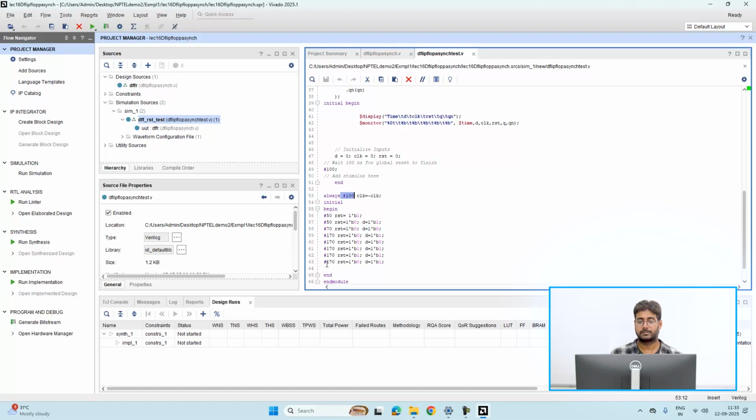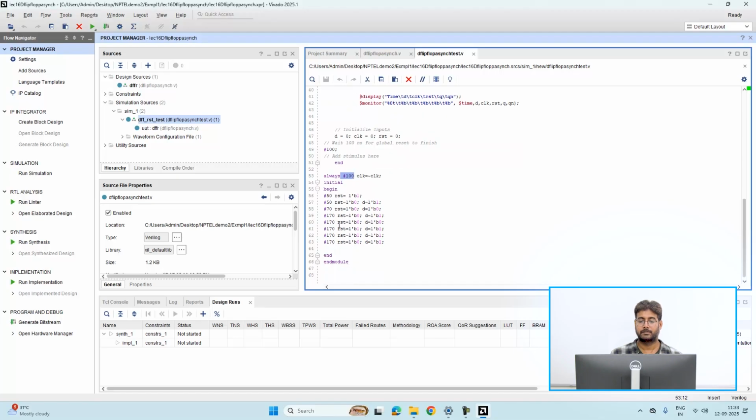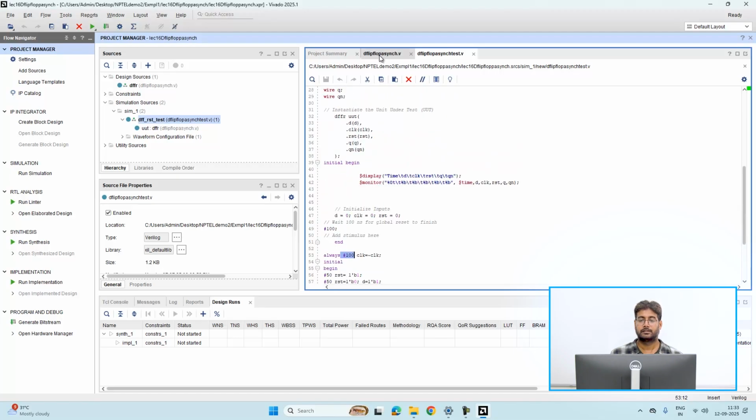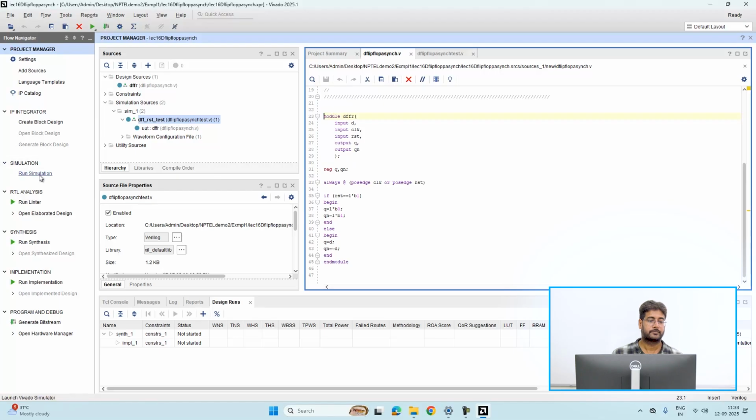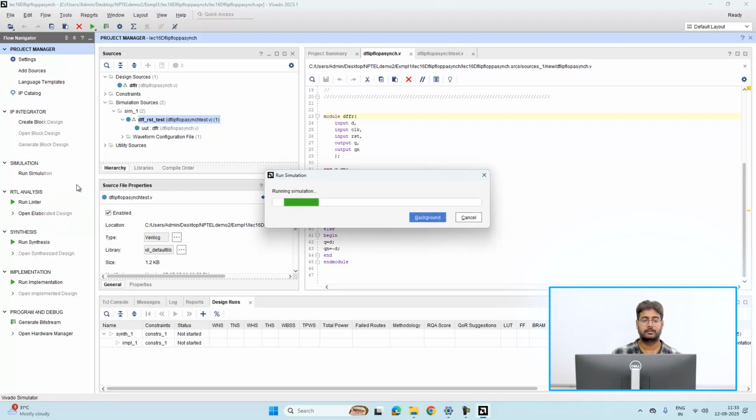So up to this point, that is 170 nanoseconds. After 170 nanoseconds from this simulation time, reset is equal to 1 bit 0 and data is equal to 1 bit 1. Then we will end this begin block and end the module. Then we will run the simulation here.